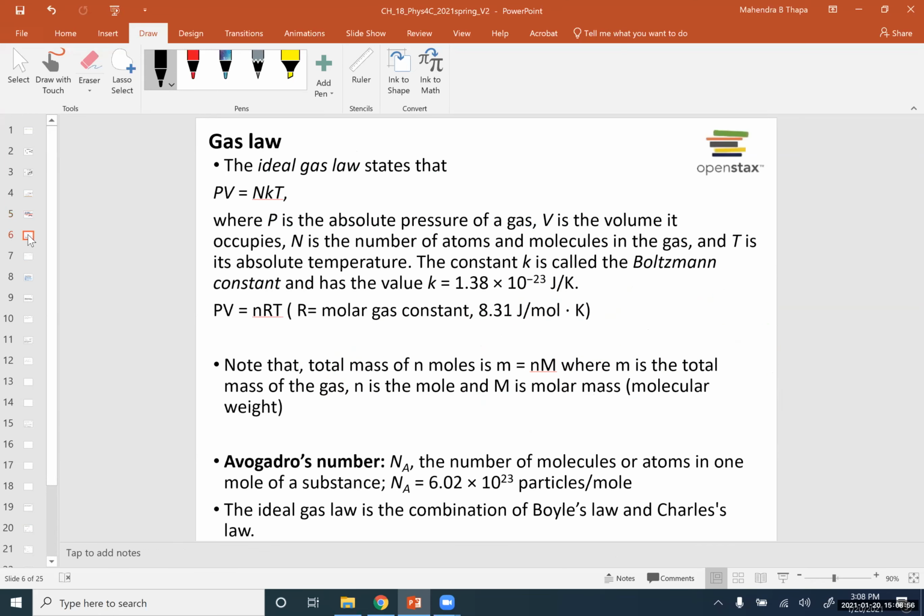So this is the gas law. This is basically the combination of Boyle's law and Charles's law.